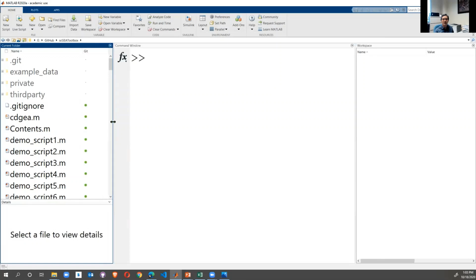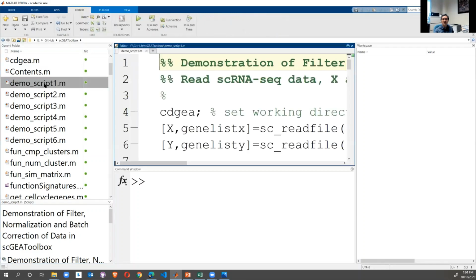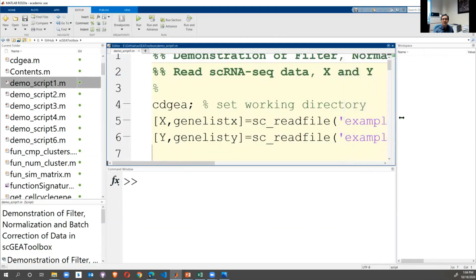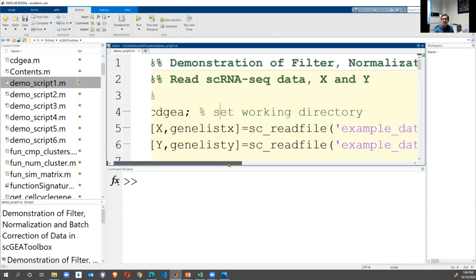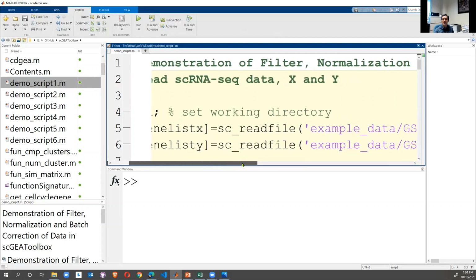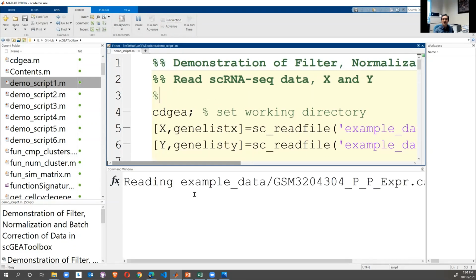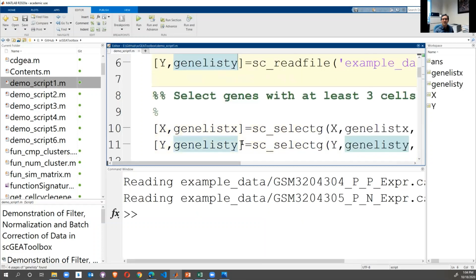And also, if you installed a package called single cell gene expression analysis toolbox, this is the function library I developed for the single cell RNA-seq analysis. There are demonstration scripts. You can, for example, click and run these examples. In this example, I will start by reading in example data, which has already been prepared in the example data folder. And then see what we can do with some basic manipulation of the data.